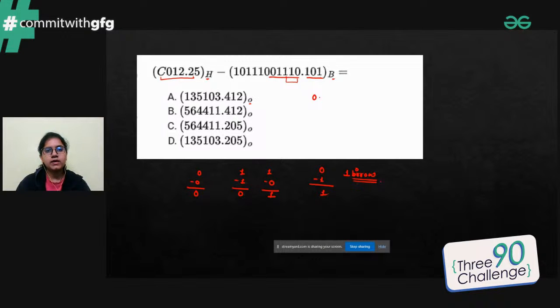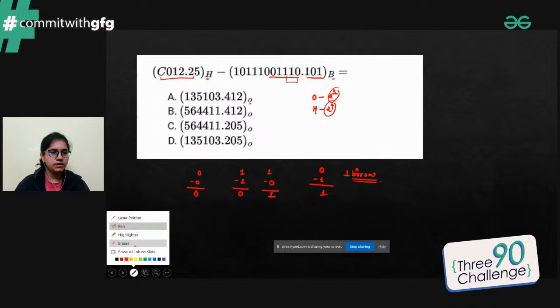Why in octal do we make a group of 3, and why in hexadecimal a group of 4? Because octal is represented by 2 to the power 3, and hexadecimal is 2 to the power 4. In octal we always have a representation in 3 bits, so that's why we do grouping of 3. And hexadecimal is represented by 2 to the power 4, so that's why the grouping is done in 4 bits.